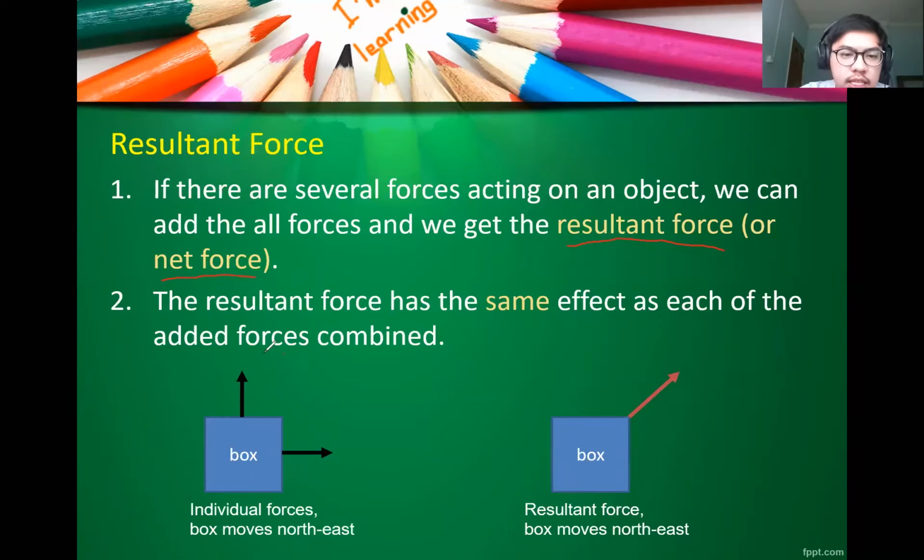So as you can see in this first picture here, you have a force going up and a force going to the right, and this will have the same effect as having one resultant force that is pointing northeast. So the resultant force is the combined effect of all the forces acting on the object.